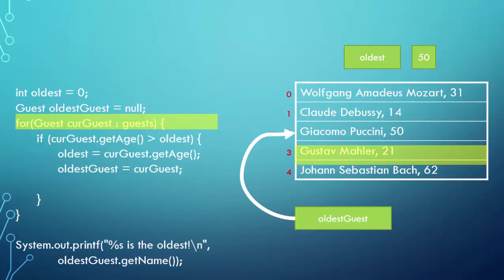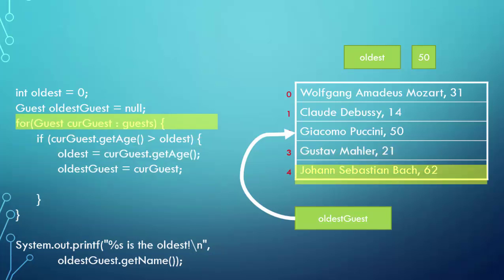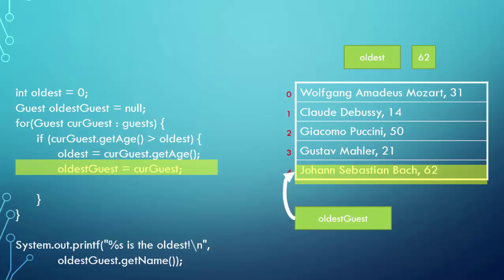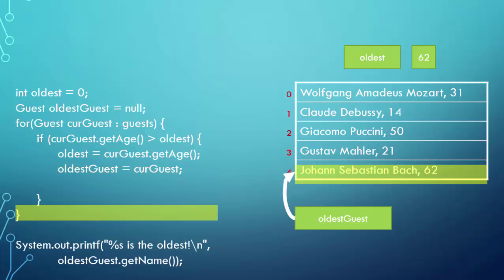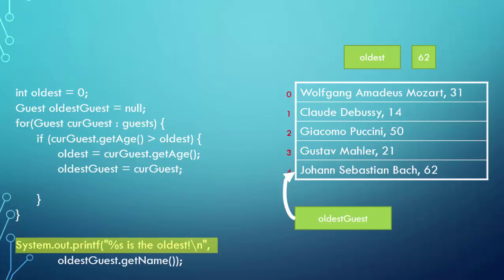Our next current guest is Mahler. His age is not oldest, so we'll go back through, and our last guest here is Bach. Bach's age is bigger than the oldest age, so oldest becomes 62. Oldest guest points to Bach. We go back through and our for loop is done. We're not referring to any guest anymore. So we'll continue on with our code and we'll print out, in this case, Bach is the oldest.